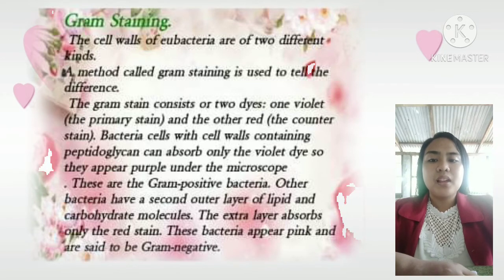Bacteria cells with cell walls containing peptidoglycan absorb only the violet dye, so they appear purple under the microscope. So, sinasabi na ang violet na iyon ay nagpapakita sa microscope ng kulay purple. These are the gram-positive bacteria. Other bacteria have an outer layer of lipid and carbohydrate molecules. The outer layer absorbs only the red stain. These bacteria appear pink and are said to be gram-negative.